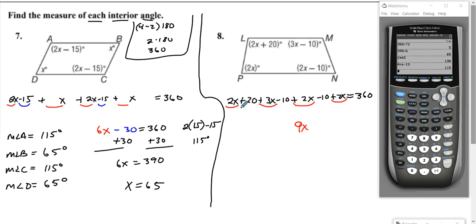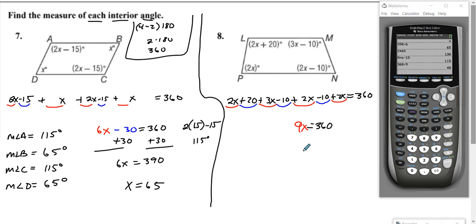Okay, plus 20 minus 10 and minus another 10. So if I have 20 and I lose 10 and lose 10, that's just 0. So I don't have anything for that part. Equals 360. Divide by 9. 360 divided by 9, what is that? 40.